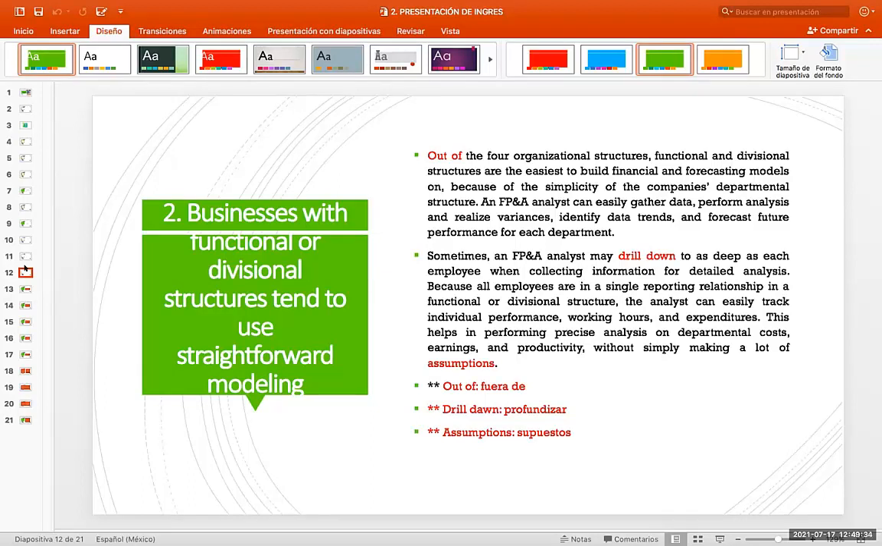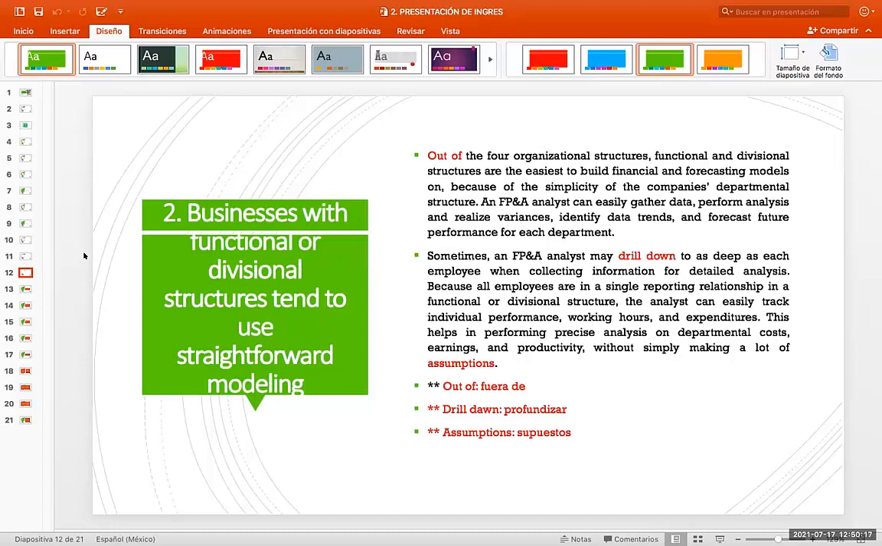This slide talks about businesses with functional or divisional structure, which tend to use straightforward modeling. For organizational structure, functional and divisional structures are bases to build financial and forecasting models because of the simplicity of the company's departmental structure. FP&A analysts can easily gather data, perform analysis, realize variance, identify data trends, and forecast future performance for each department.